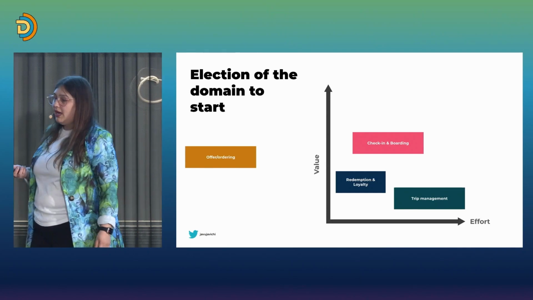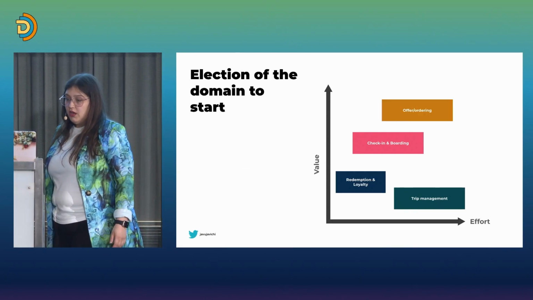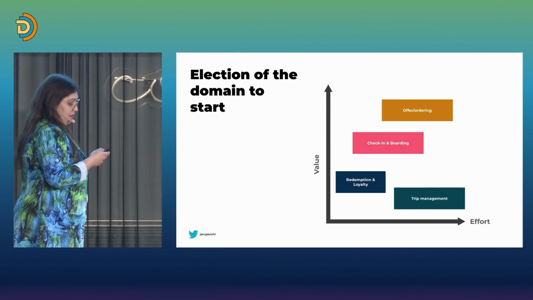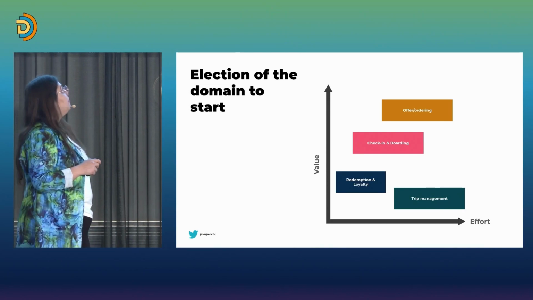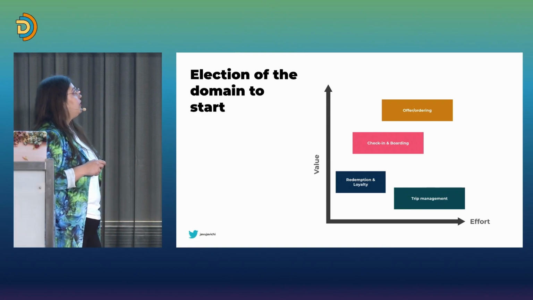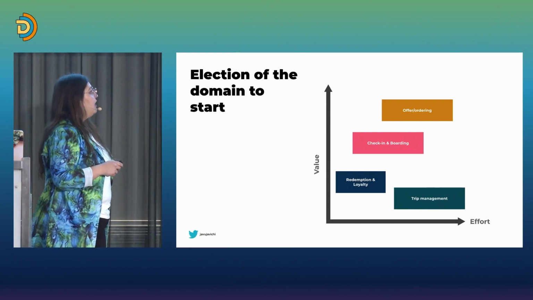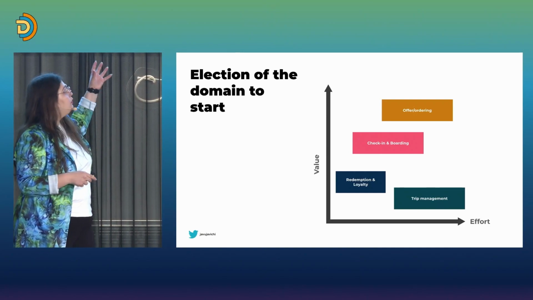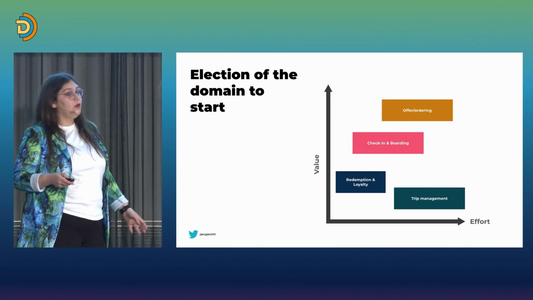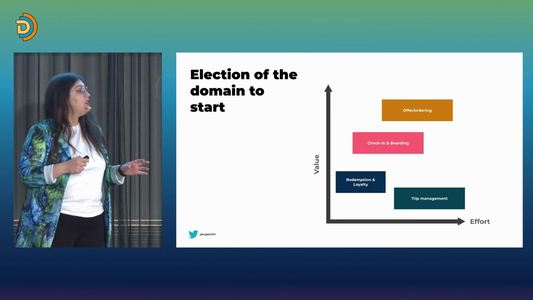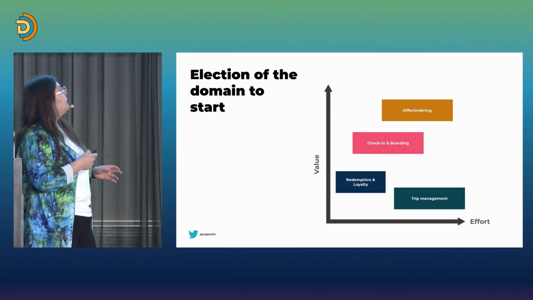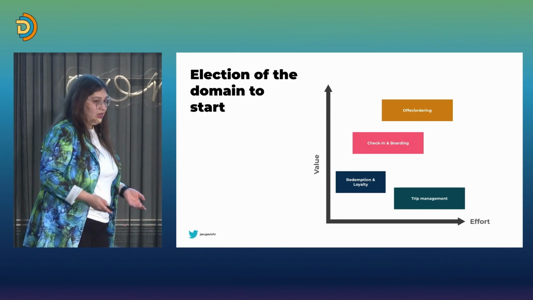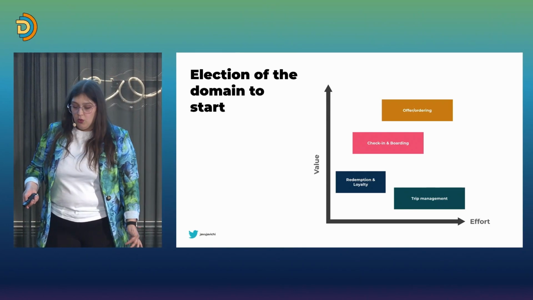But what happened with offer ordering? Yeah, that was a pain. This very nice domain was a huge pain for us. It was a lot of effort. This Perl system was very coupled to this. But okay, we chose this domain at the end of the day. We don't have many resources, so let's start with a bounded context.